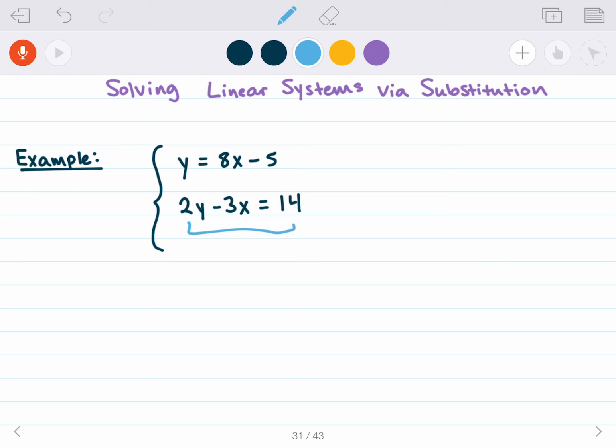What if we're given something like this and you're too lazy to get y by itself over here and then set them equal? That's what we could do. We could get y by itself here and set them equal to each other, but that might be too much work. You might have to deal with fractions and stuff.